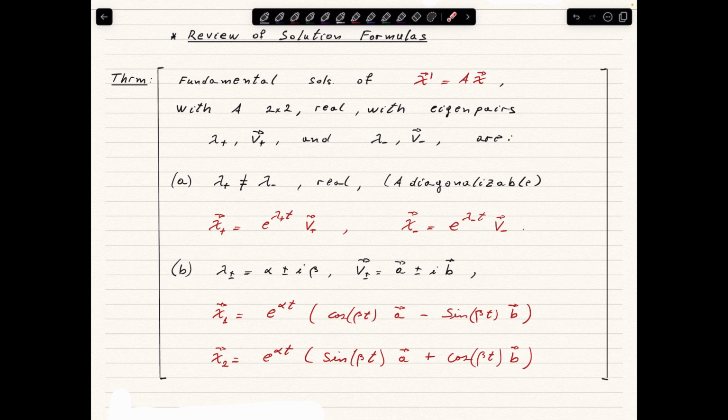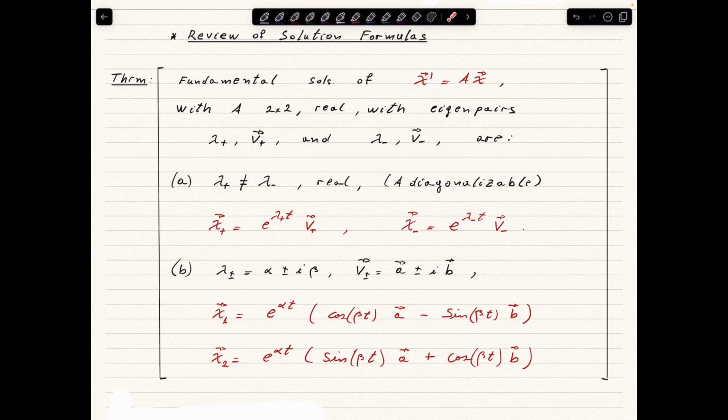They can be written as exponentials or as these real-valued functions, which are the exponential with the real part of the eigenvalue, and then the imaginary part comes in the oscillatory part of the solution that contains the eigenvector, the real part and then the imaginary part here, multiplied by the corresponding sine or cosine of beta t.